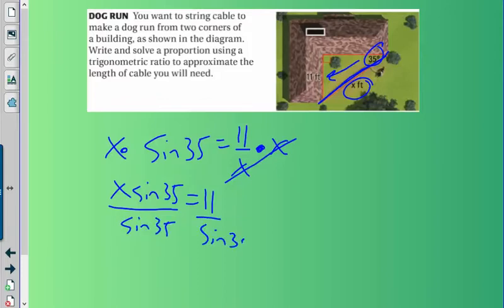So we're going to type in 11 divided by sine 35 into our calculators, and x equals 19 point, what does it say, approximately 19.18, so about 19.2 feet.